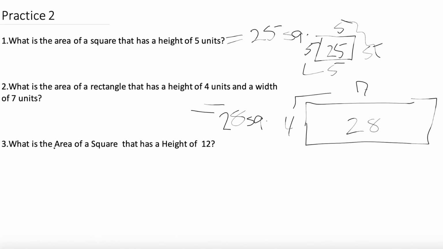Then what is the area of a square that has a height of 12? A square has equal sides, so it's 12 times 12. And if you know your math facts, 12 times 12 equals, big number, 144. So the answer for this is 144 square feet.